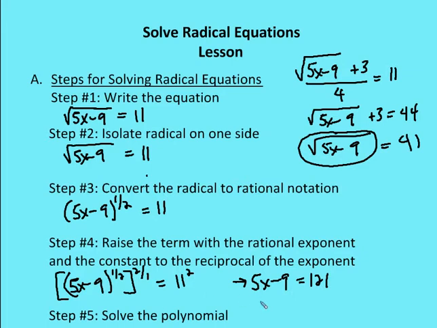And then I solve the equation. 5x minus 9, I add 9 to both sides. 5x is equal to 130. Now x is equal to 26.